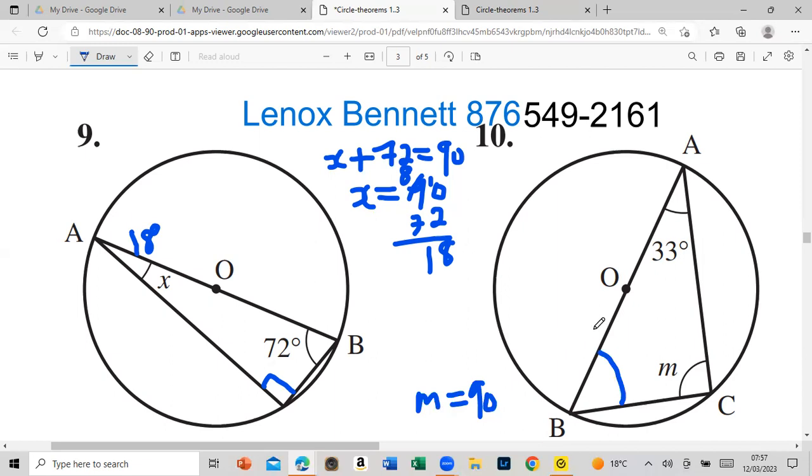So all we'd have to do to find this is 90. So if they had asked us to find this, all we have to do is subtract 33 from 90, and that will be our answer. I think this is too bright though, so I'm going to make it a little bit smaller. So this angle right here, they did not ask for it, but you know, I like to teach.